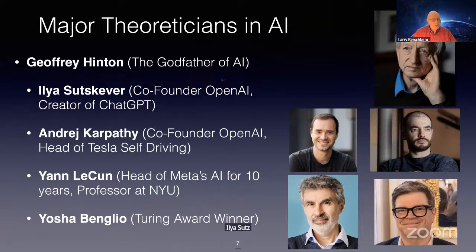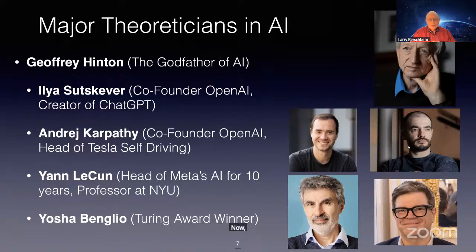Ilya Sutskever. So these other players here are all students of Jeff Hinton. You have Andrei Karpathy. He's the co-founder of OpenAI. He was the head of Tesla self-driving. Jan LeCun, who was head of Meta's AI for 10 years, this fellow here. And Joshua Bengio, also a Turing Award. These two shared the Turing Award with Jeff Hinton. And then you have Ilya Sutskever, who is credited with being the creator of ChatGPT. So these are very smart people who are pushing the limits of what we are doing in AI right now.